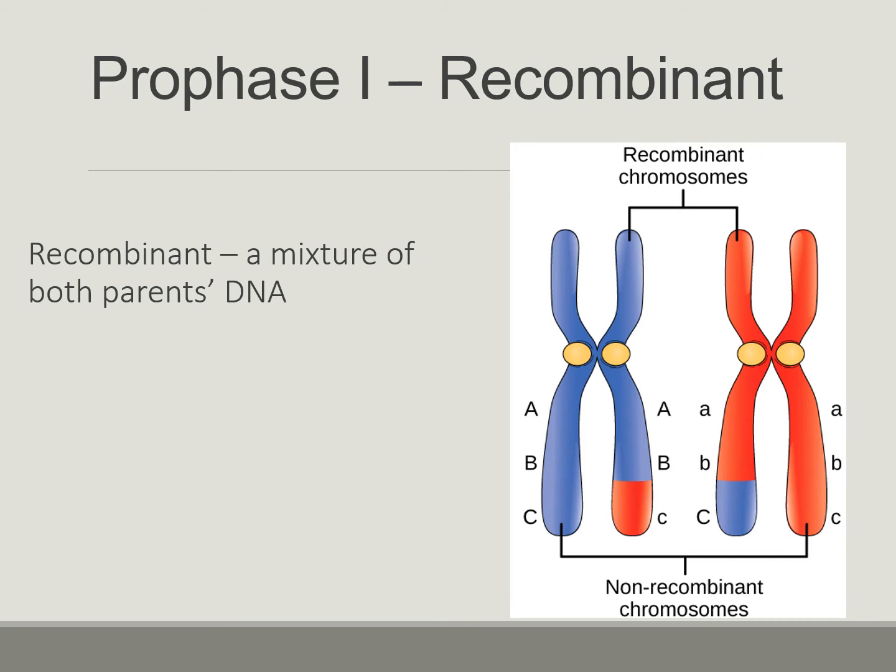After genetic material crosses over, chromosomes can be a mixture of both parents' DNA. When this happens, these chromosomes are known as recombinant. For the 2 chromosomes that did not cross over, they are non-recombinant chromosomes. Notice the capital versus lowercase letter C. The blue chromosome now has 1 capital and 1 lowercase, and so does the red chromosome. This is an example of parental genetics crossing over to the other chromosome.